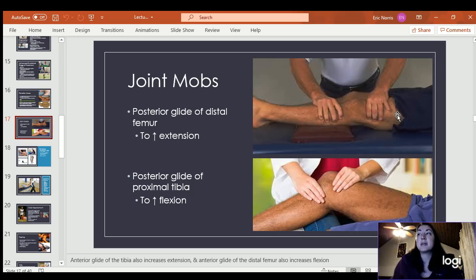So we put them in an extended position. We prop something under their calf, and then we apply posterior pressure on the distal femur to get those last few degrees of extension. When we're flexing, then we put them in more of a flexed position and apply posterior pressure to the proximal tibia to help increase flexion. And then you can actually take them to a further range and do it again as a progression of that joint mobilization.